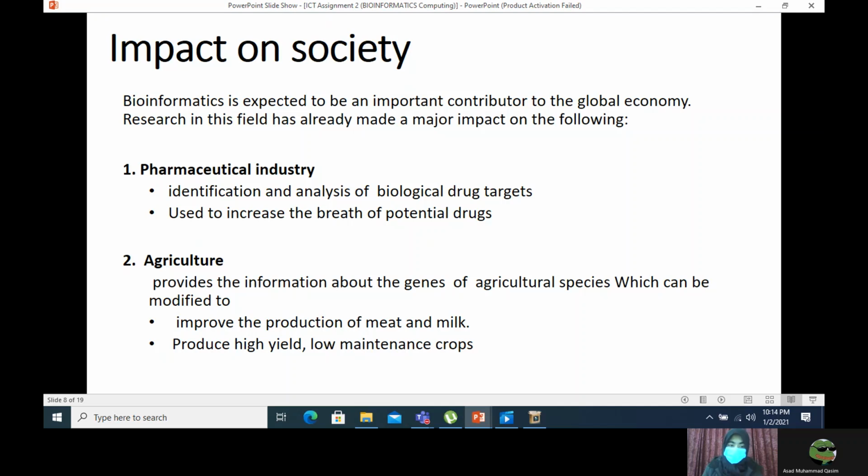Number two, agriculture. It has a very large use in the agricultural field. We can study the genes of agricultural species, and those species can be modified for our benefit. Those species can be animals or plants. By modifying them, we can improve the production of agricultural products, for example meat and milk, and produce high yield crops. They can also need low maintenance.